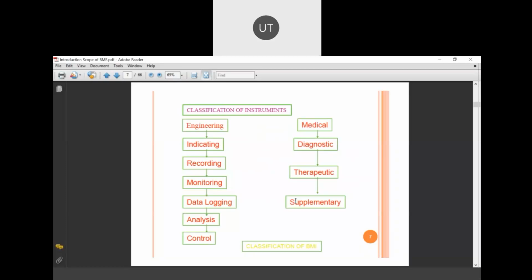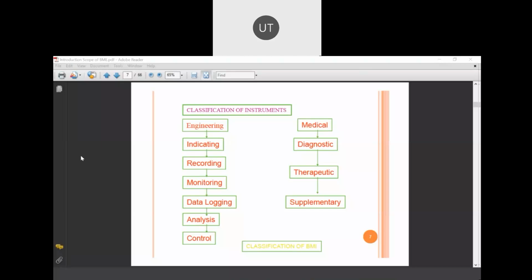Now, classification of biomedical instruments. This slide indicates the classification of biomedical instruments based upon criteria. These criteria are basically classified into two main criteria, engineering classification and medical classification. The engineering classification is based upon sub-classifications like this. I'll show you.